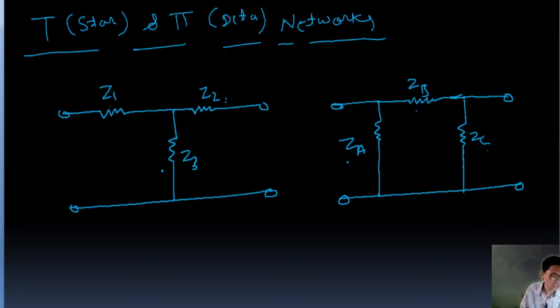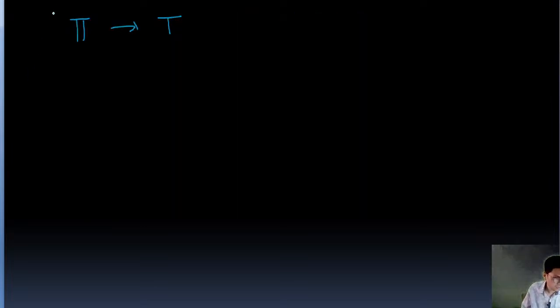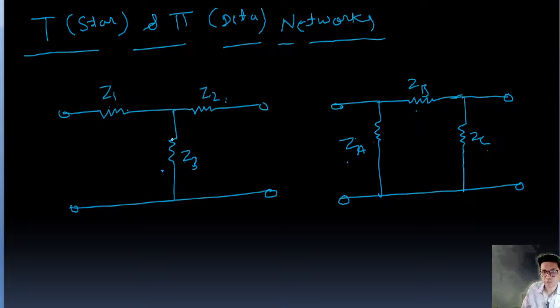So I'll write the formula here. This is very important. Z1, Z2, Z3. This is ZA, ZB, ZC. Now we'll write the formula for it. Now we have to convert the pi network into T. So we have a pi network, this one, and we have to convert this into T. How are we going to do it? By formula. So this is going to be pi to T. Pi to T means we'll convert this pi network into this T network.